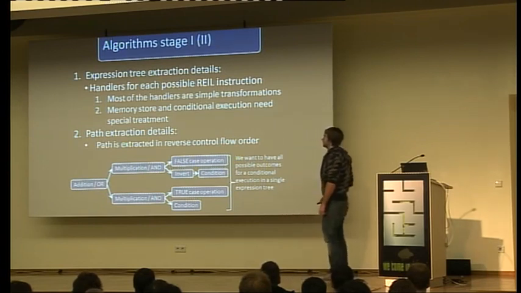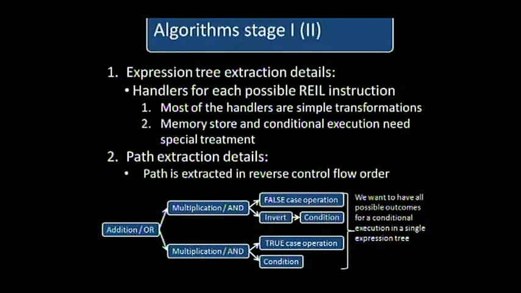Okay. The path is extracted in reverse control flow order. I've already told you this. We start at the 3 branch instruction and go upwards from there until we meet something that we cannot handle. So what did we learn now? We learned that we can extract expression trees for a native instruction, and we can extract paths from the executable until we don't know how to go further, or we reach a threshold which we do not go any deeper into.